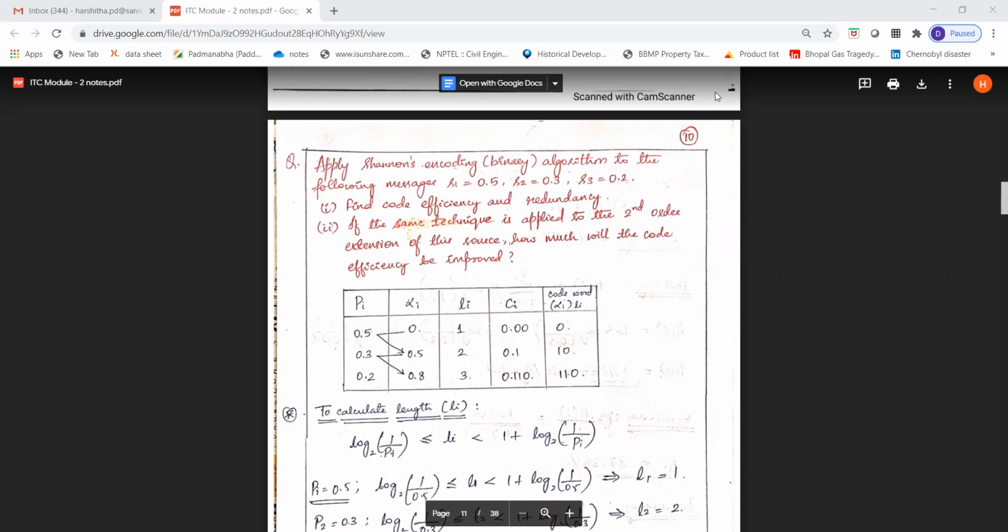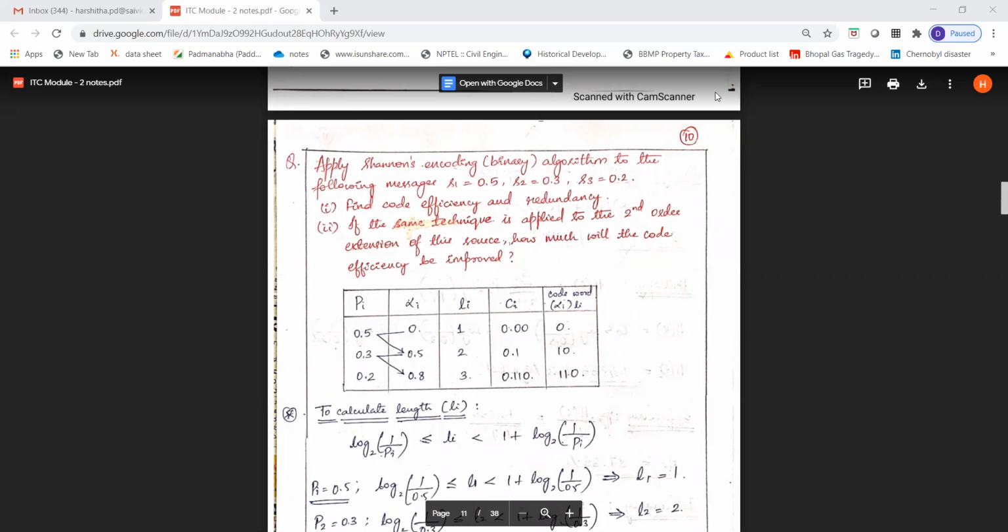Now in the second module, we have got to study about Shannon's encoding algorithm. So let's consider an example of how we apply Shannon's encoding algorithm for the given source. And we'll also see how the same algorithm is applied for the second order extension of the given basic source.